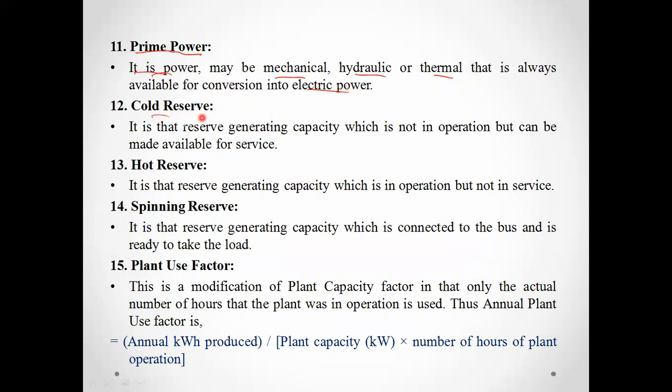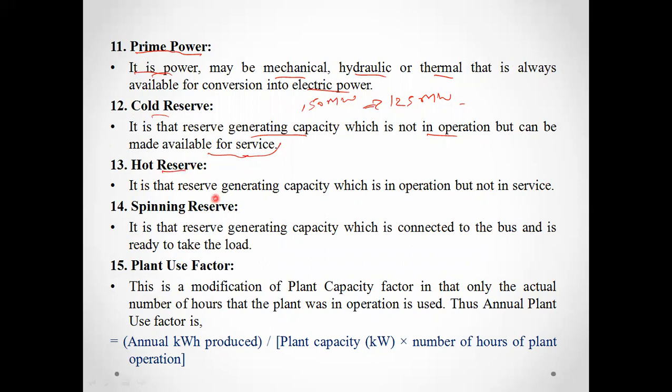And what is the cold reserve? It is the reserve generation capacity which is not in operation but can be made available for service. Suppose we have a total generation capacity of around 150 megawatt, and we are only using 125 megawatt. Then the remaining 25 megawatt will be our cold reserve, which we are not utilizing.